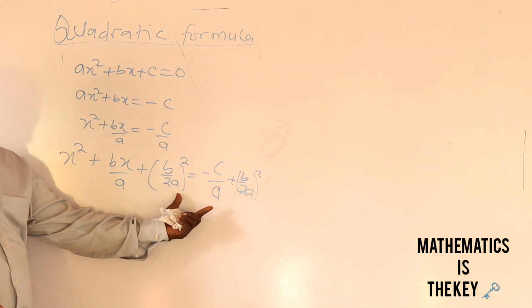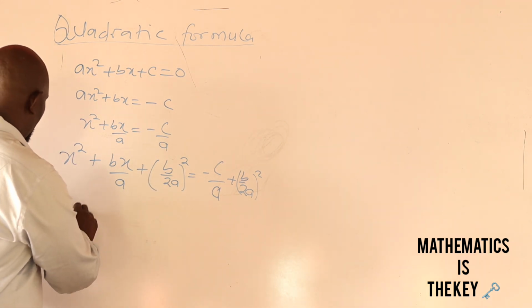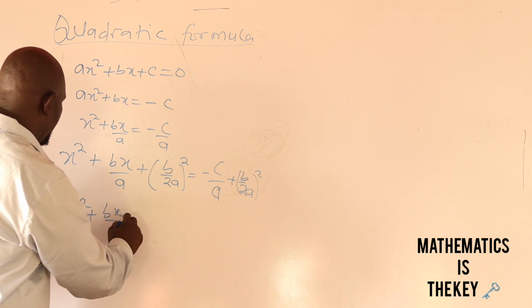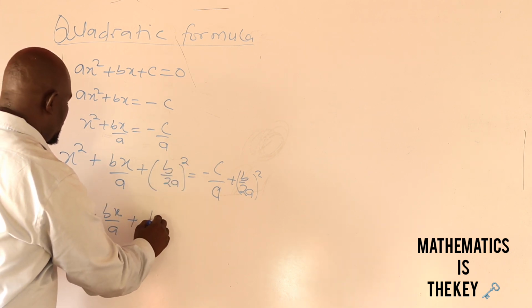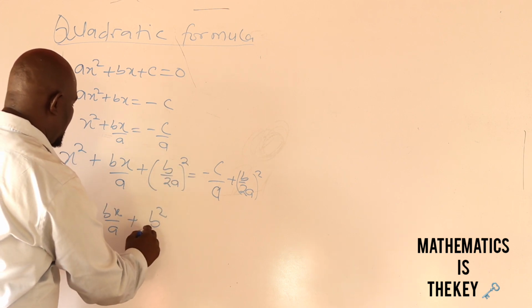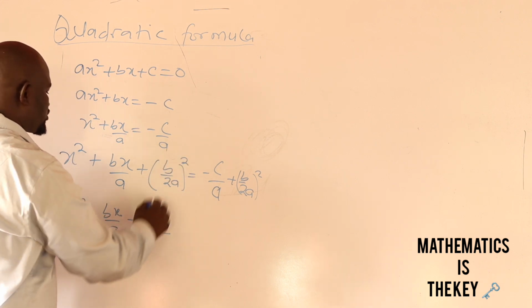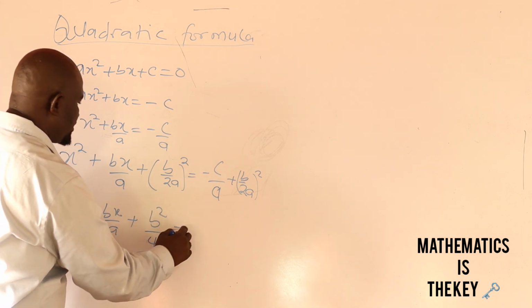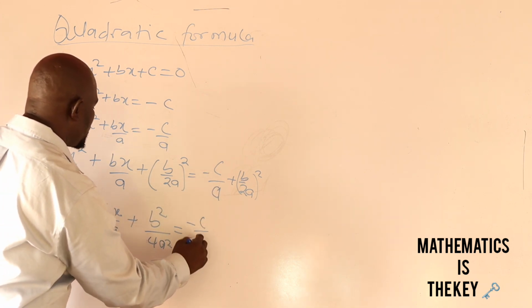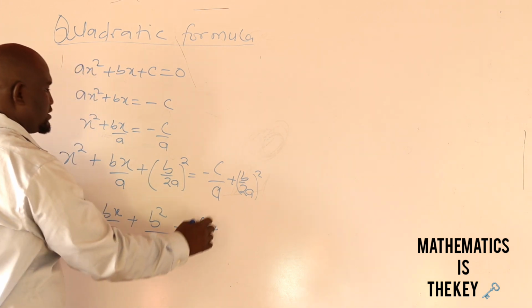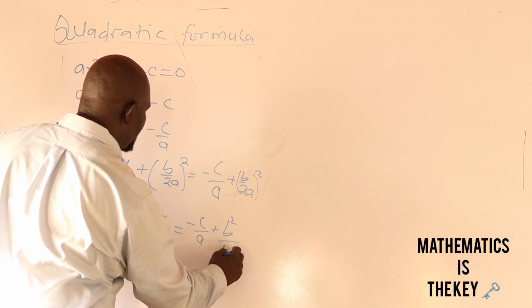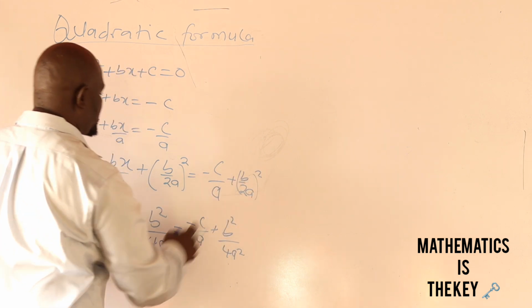So if you take the value of the square, what do you have? We will have x squared plus bx over a plus b squared, then 2a squared, where 2 squared is 4, then we have a squared, is equal to minus c all over a plus b squared all over 4a squared if you expand this bracket.